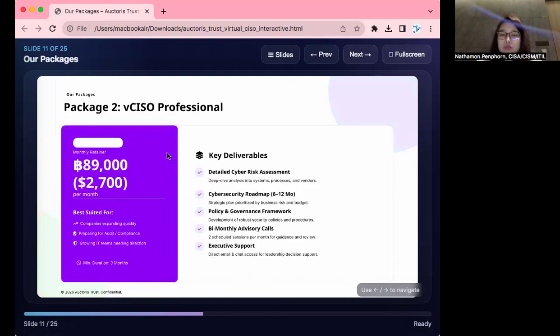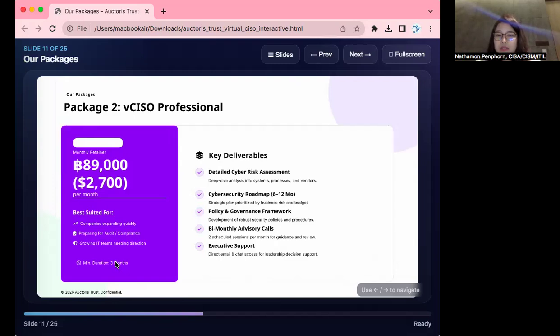Package 2, Virtual CISO Professional. This costs around 89,000 Thai baht per month, and we recommend a minimum duration of 3 months, because companies that are highly regulated, like fintech, banks, or the public sector, actually have a high risk of getting fined by the regulator or having the license to do business withdrawn. So we recommend a thorough, intensive review.